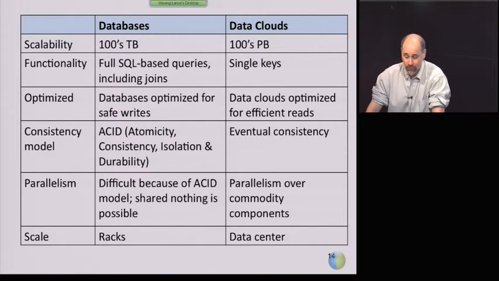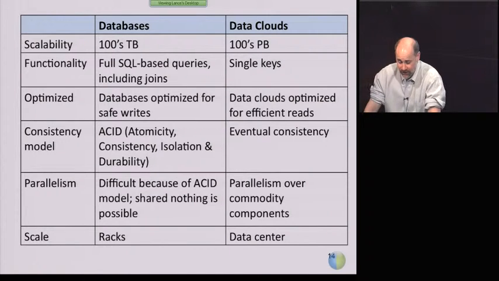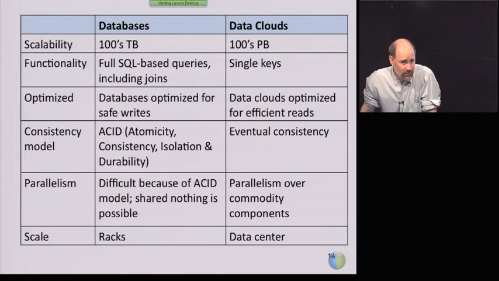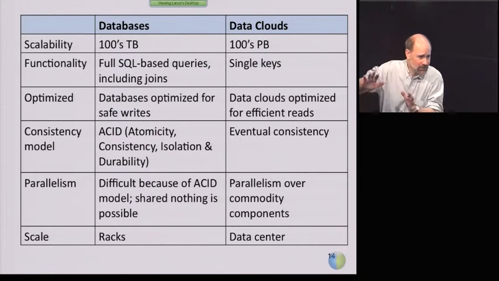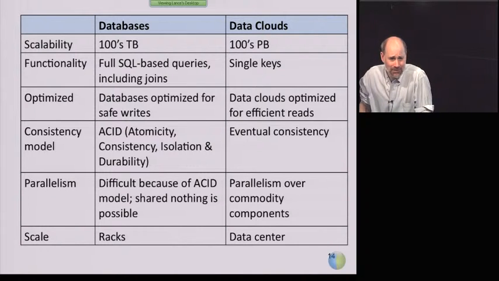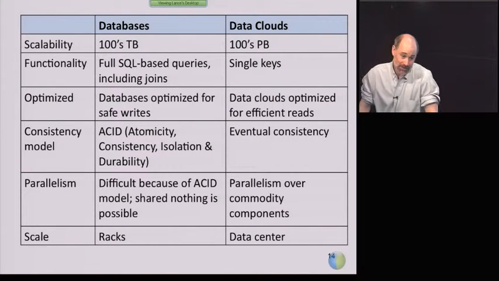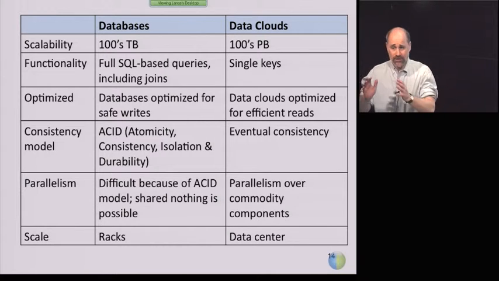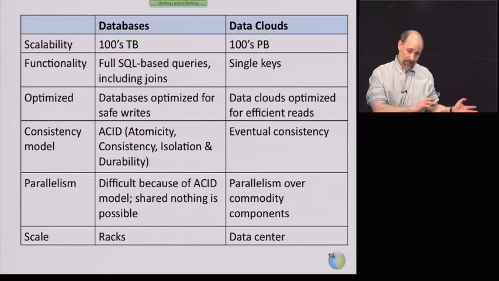Databases are optimized for safe writes. These kind of things we're talking about here are optimized for very efficient reads, scans especially. The consistency model for databases, I won't go into, is called ACID. Does anyone know the trendy name for the consistency model for large-scale clouds? It's called BASE, and I'll tell you a little later why. Parallelism in databases can be done, but it's tricky. At some level, these large-scale things are about parallel computing frameworks, and the scale is a rack versus a data center.